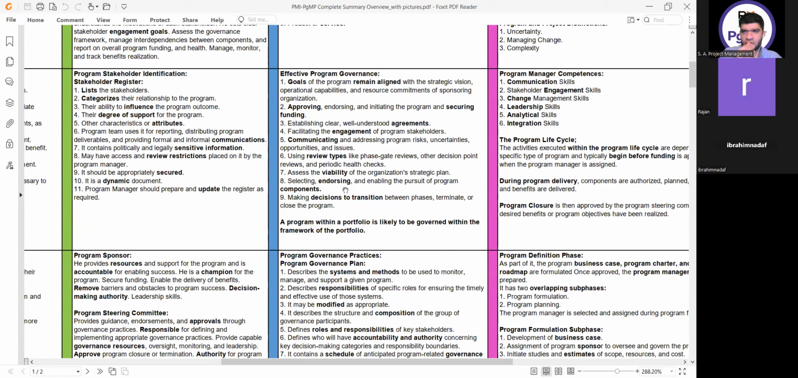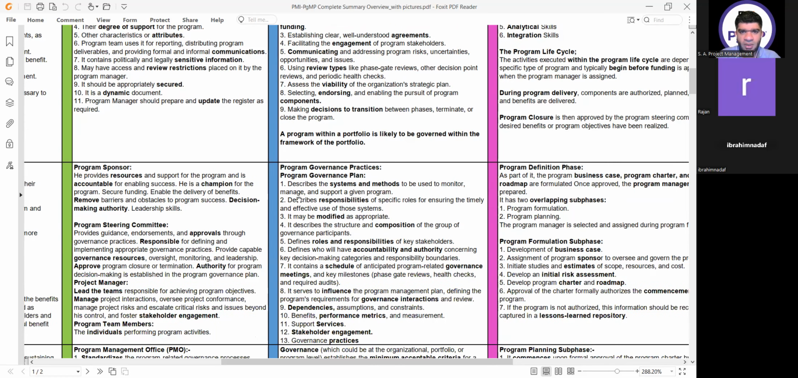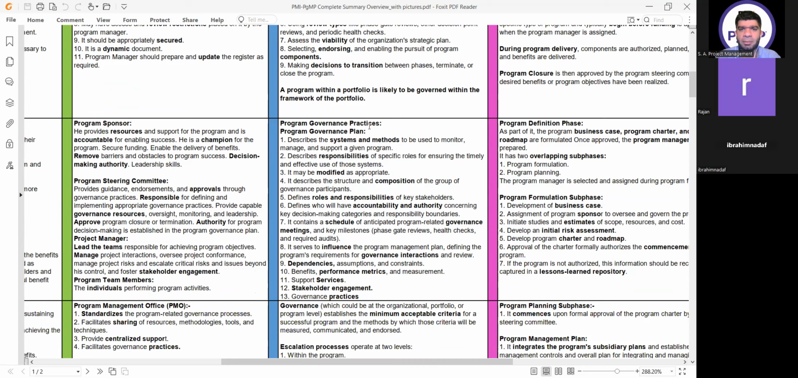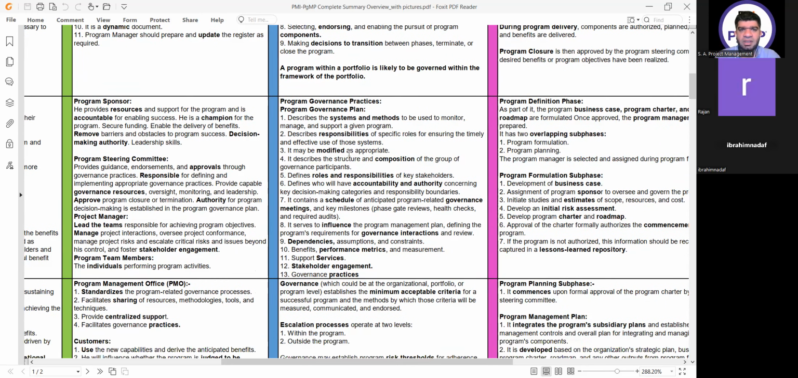Then we do effective program governance. Governance is nothing but monitoring and controlling of your program to make sure that it follows the intended direction and it always remains aligned with your strategic objectives. Then when we make program governance practices, the first step will be the program governance plan. We describe the systems and methods to be used to monitor, manage, and support a given program.